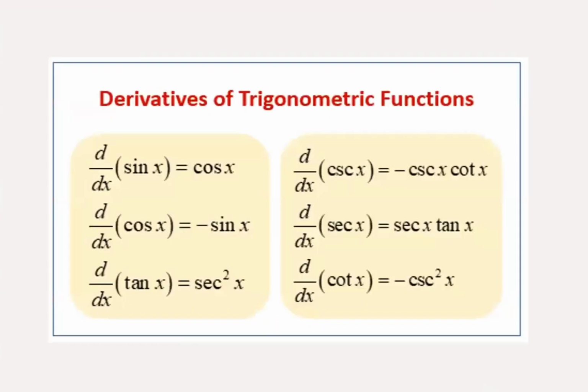Okay, so these are the derivative of trigonometric function formulas. The derivative of sine x with respect to x is cosine x. The derivative of cosine x is negative sine x. The derivative of tangent x is secant squared x. The derivative of cosecant x is negative cosecant x times cotangent x. The derivative of secant x is secant x tangent x. The derivative of cotangent is negative cosecant squared.